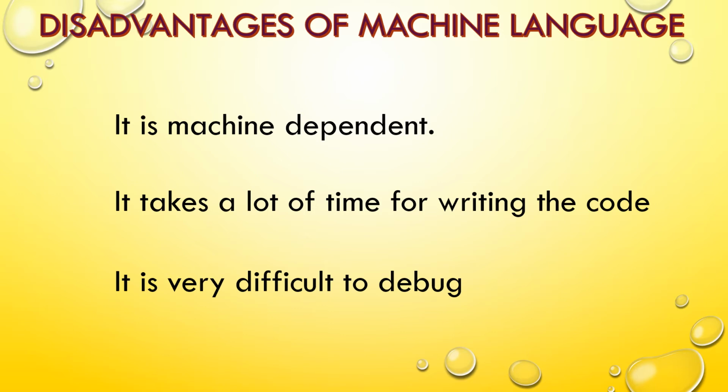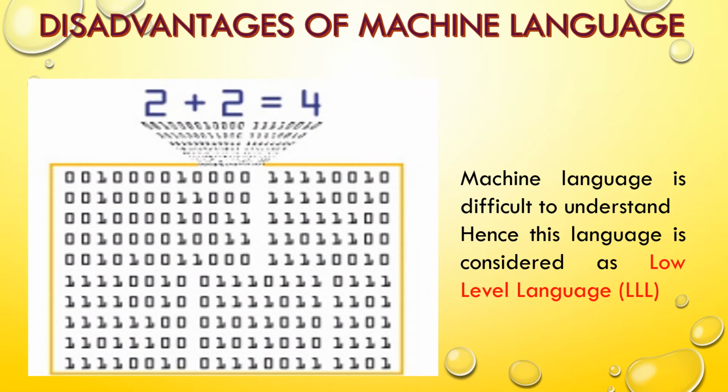Can we now write a program in machine language and can it be run on a Windows platform? No, it cannot be done. So hence machine language is machine dependent. In the example given in the slide, you are supposed to add 2 plus 2 equal to 4 and write it in machine language. See the lines of code in the form of zeros and ones. When you write the code in the form of zeros and ones, it is a time consuming process, it is difficult for us to rectify the errors if there are any, and it is difficult to understand. Hence, machine language is called a low level language.